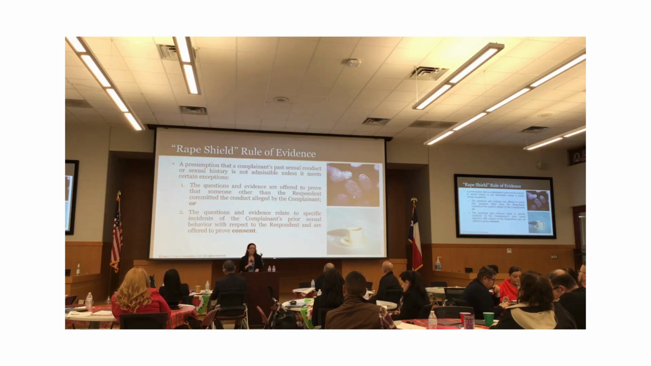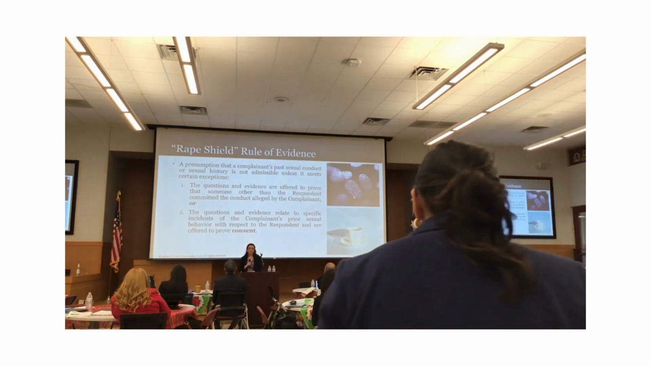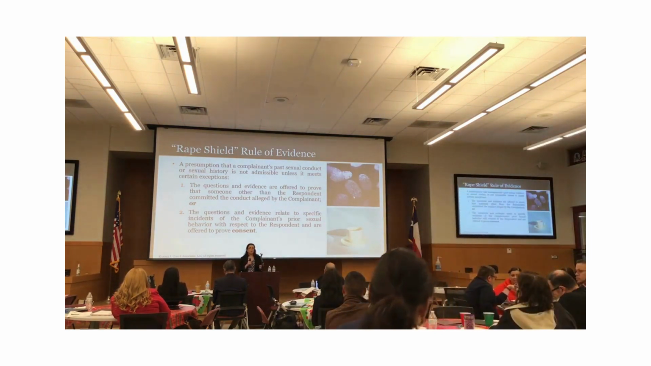And here on this slide is the rape shield rule of evidence, which is what Title IX requires investigators and decision makers to follow, which is a presumption that a complainant's past sexual conduct or sexual history is not admissible unless it meets certain exceptions. One, the questions and evidence are offered to prove that someone other than the respondent committed the conduct alleged by the complainant, or the questions and evidence relate to specific incidents of the complainant's prior sexual behavior with respect to the respondent and are offered to prove consent.